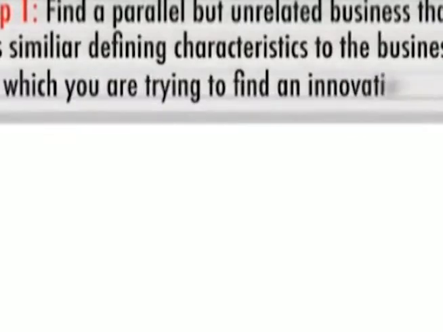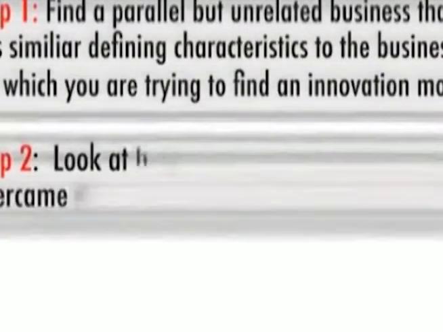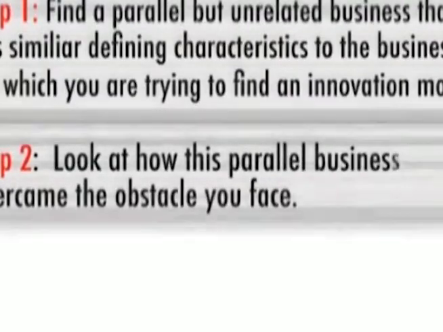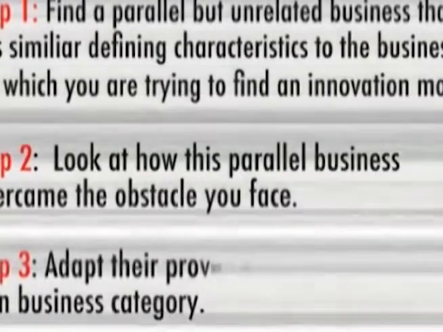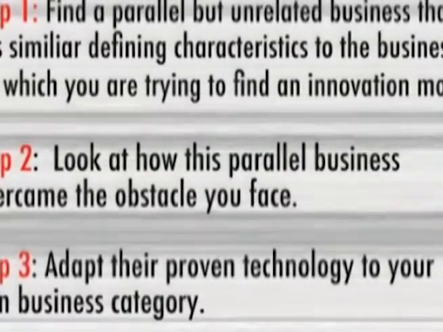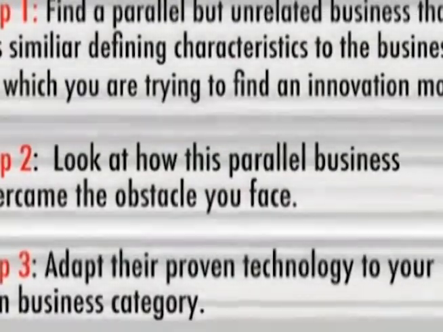Step 1, find a parallel but unrelated business which has similar defining characteristics to the business for which you're trying to develop an innovation model. Step 2, look at how this parallel business overcame the obstacle that you face. Step 3, adapt their proven technology to your own business category. We call this business problem topology.